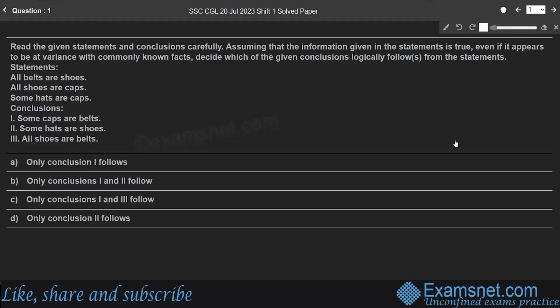Hello students, today we are going to solve the SSC CGL examination paper, which is the Staff Selection Commission Combined Graduate Level Examination, 20th July 2023, shift 1 paper. A very best of luck to you all before we start.